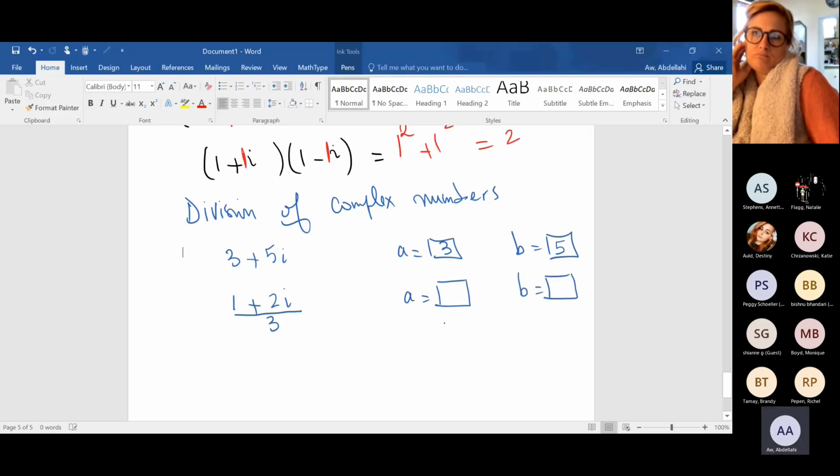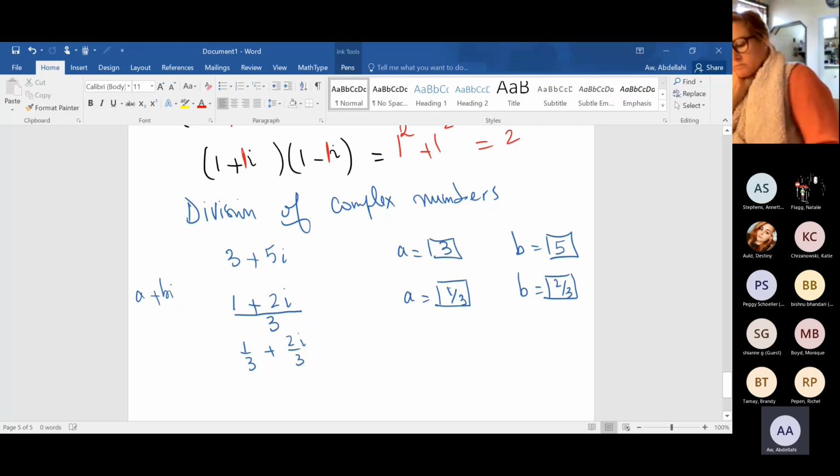Can we answer? Who is A here? Is it the whole numerator, 1 plus 2i? Just look, we have to write it like A plus Bi, right? Because my denominator is only composed of 3, I can split. I can say this is 1/3 plus 2i over 3. In that case, that makes A 1/3 and B 2 over 3. We don't put the i, right?